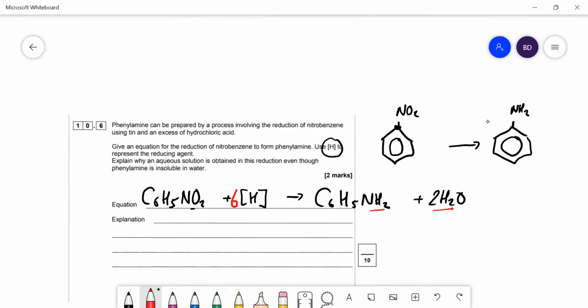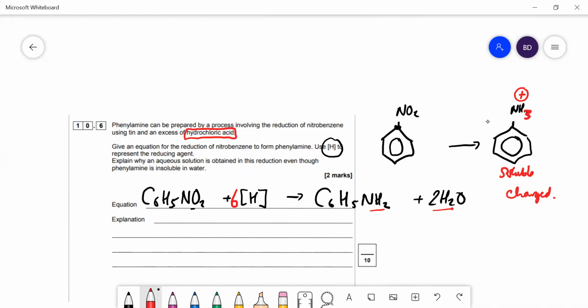Okay. Explain why an aqueous solution is obtained in this reduction, even though phenylamine is insoluble in water. Well, phenylamine is insoluble in water because it's not charged, but there's acid about here. It's got hydrochloric acid. What's that going to do? It's going to protonate that, even though phenylamine is a very weak base, because you've got excess concentrated hydrochloric acid. So that's going to be NH3 plus, and that's soluble because it is charged. It's an ion, and ionic substances tend to dissolve well in water.